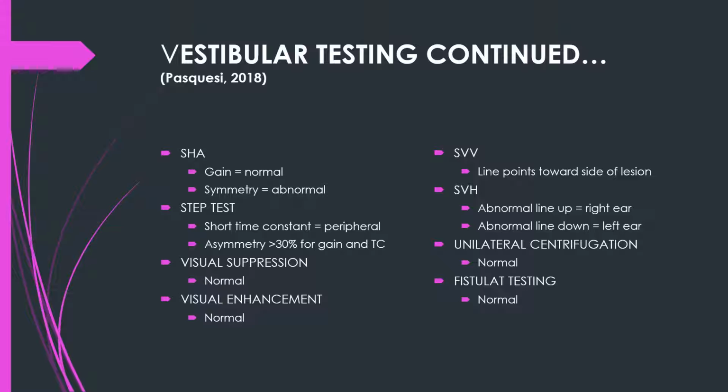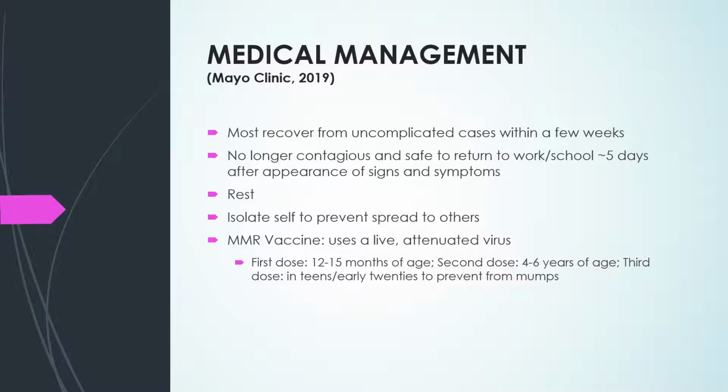Asymmetry as well, so more than 30% for gain and time constant. Visual suppression and enhancement would be normal. SVB, the line would point towards the site of lesion. SVH, if the line is abnormally up, it'll be the right ear is the pathological ear, and then if the abnormal line is down, it'll be the left ear. And then unilateral centrifugation is normal, and fistula testing is normal.